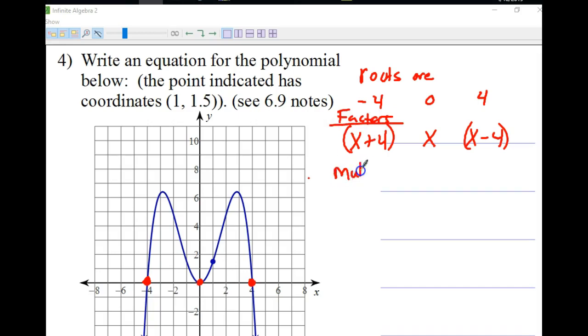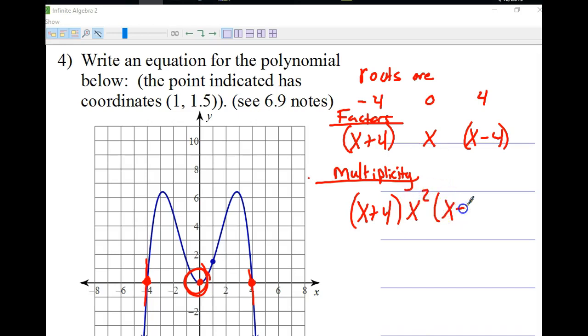So now let's do the multiplicity. That's where we look for the bounce points. Which one of these roots is a place where the graph is bouncing off of the x-axis? Right there. This one goes through the x-axis, this one goes through, but it bounces here. And what that means is that that root, which was 0, which gives me a factor of x, has a multiplicity of an even number. So that means that the x has to be squared. It really could be any power. We don't know what power it is, but we do know it has to be even.